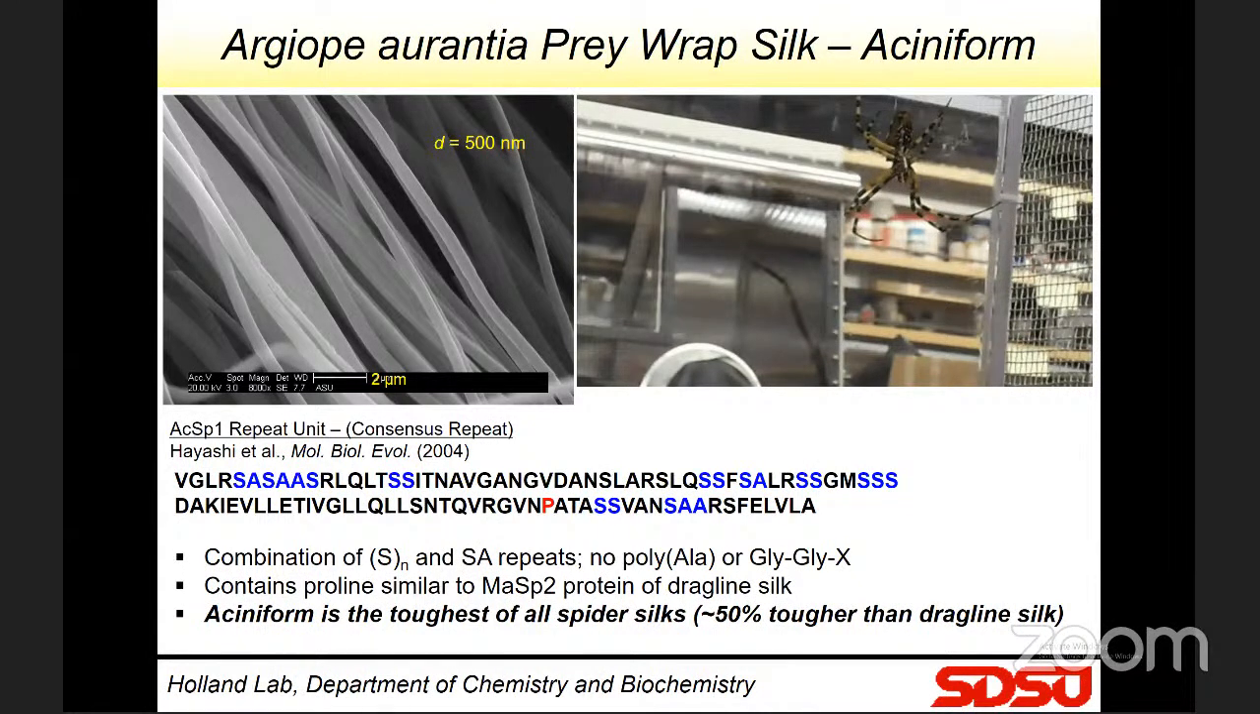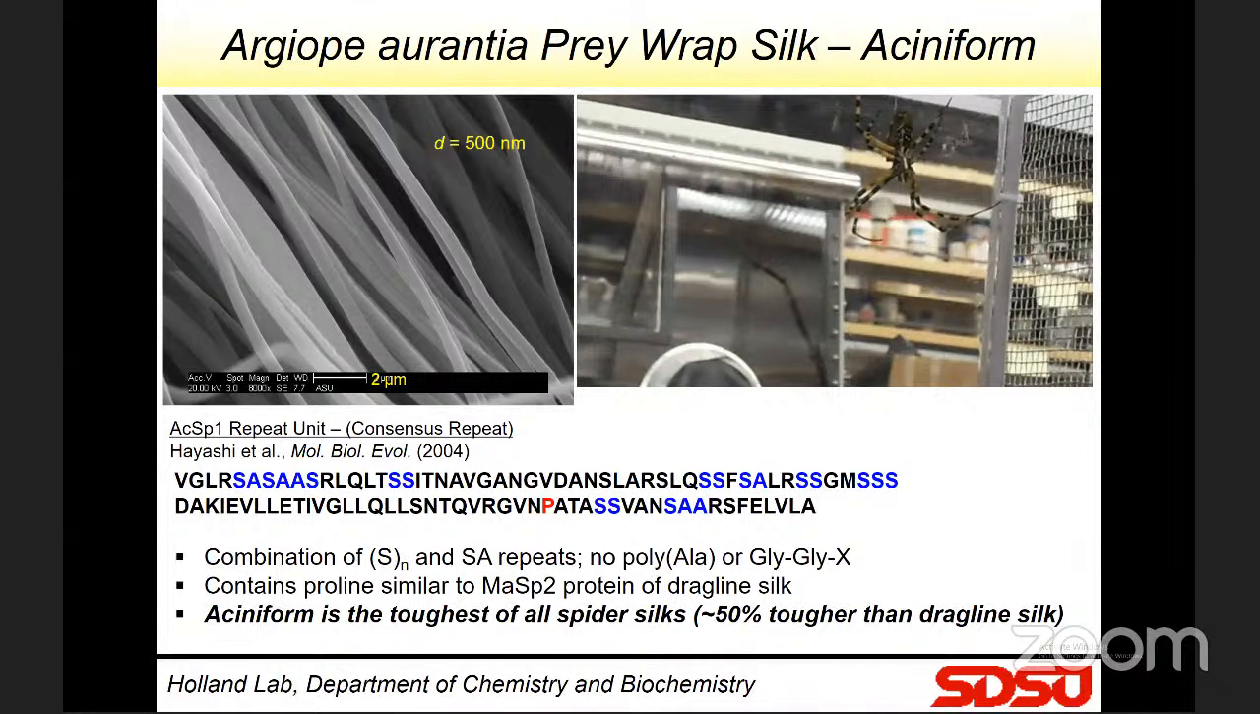later. The silk is very thin, so it's only 500 nanometers in diameter. And that's how you know you're getting aciniform silk. The prey wrap silk is only 500 nanometers in diameter. Dragline silk for the same species of spider is about 3 to 4 microns. The tubuliform silk, which is the primary component of its egg case, is about 6 to 8 microns. So it's the finest of the spider silks.